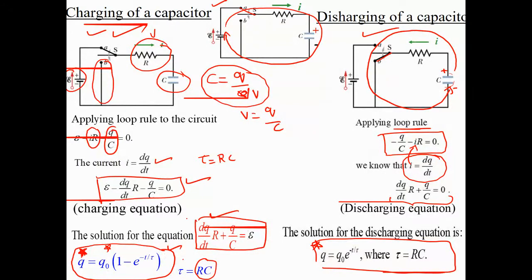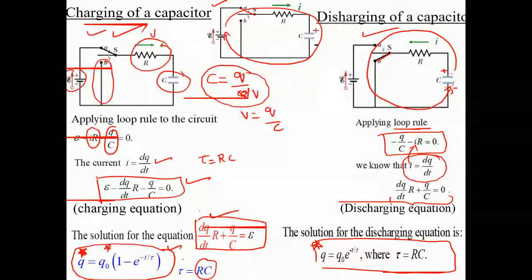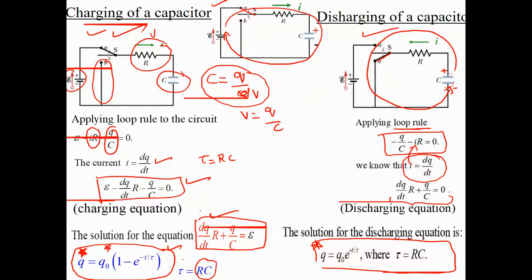Clear? So, Doctor, tau here is time? No, it's a time calculation, a time constant. We have to say it's a time constant. It's not a time. It's a time constant. Clear?